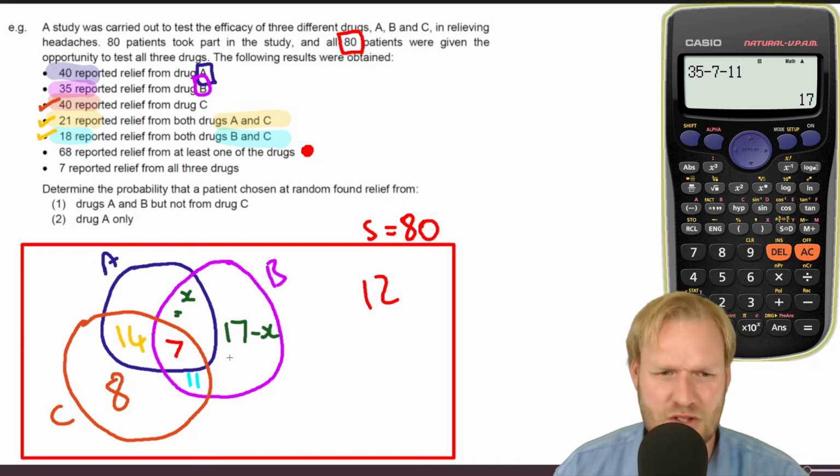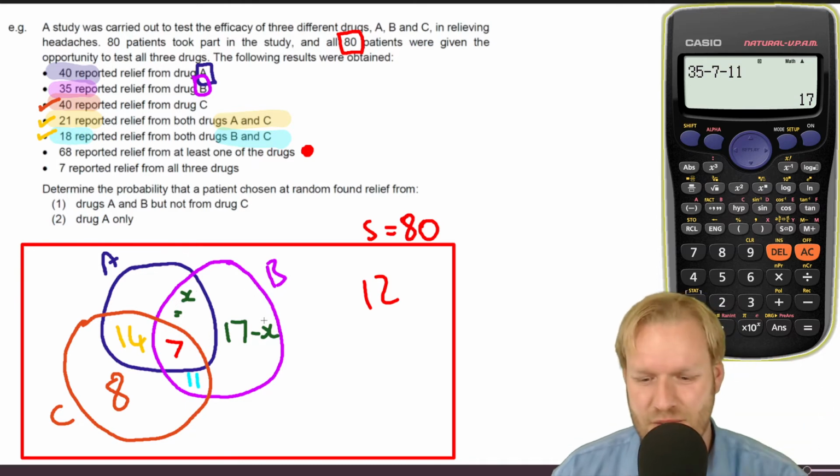So just check that for yourself. If we add all of these things in the B blob together, we should get 35. 7 plus 11 plus 17 is 35, minus X plus X. Well, that's kind of like cancel each other out. So we're good to go.